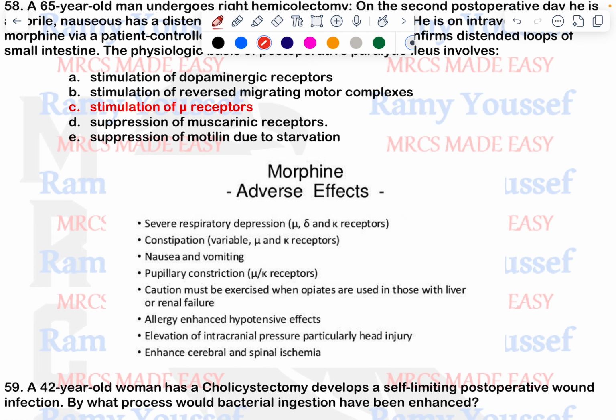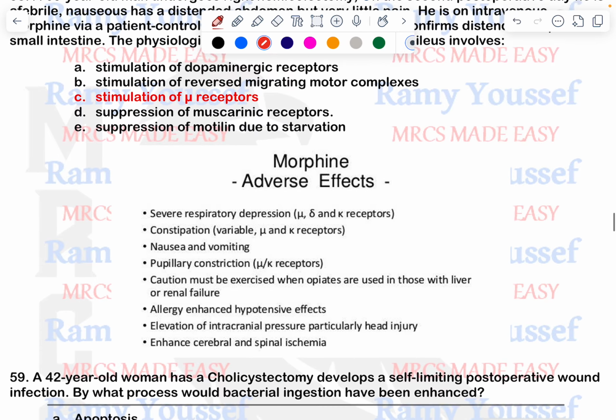A 42-year-old woman with cholecystectomy develops a self-limiting post-operative infection. By what process? Bacterial ingestion. This is opsonization.